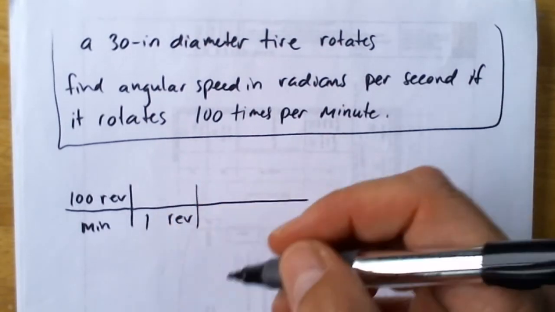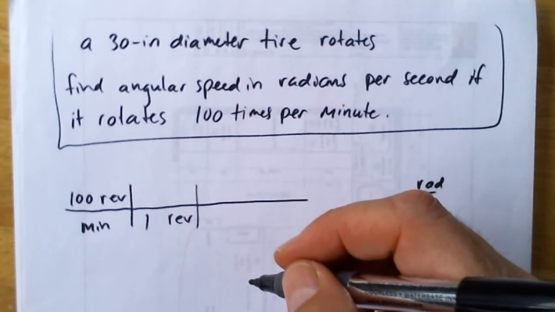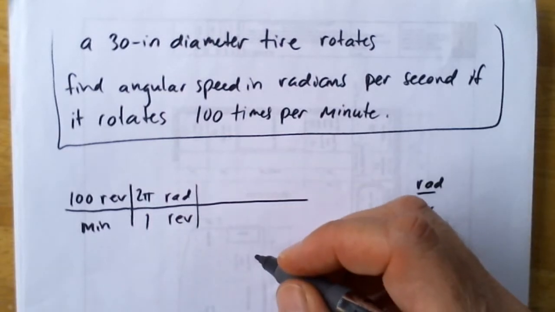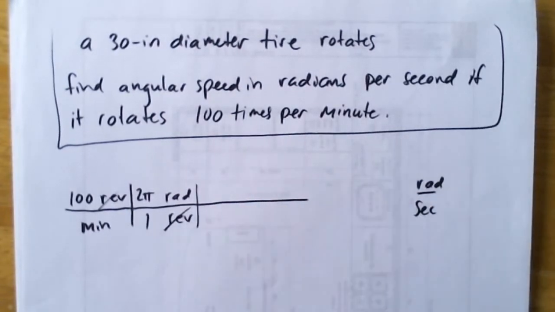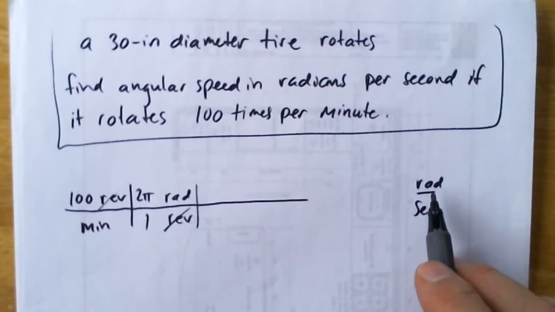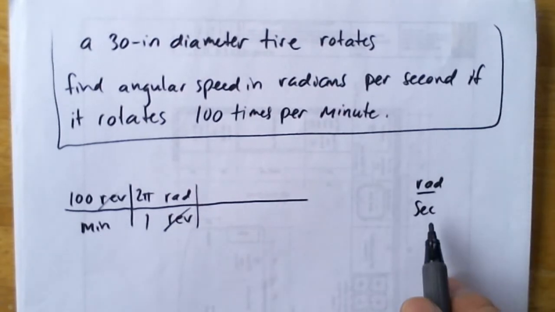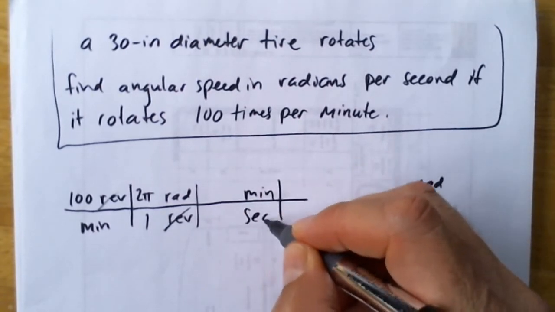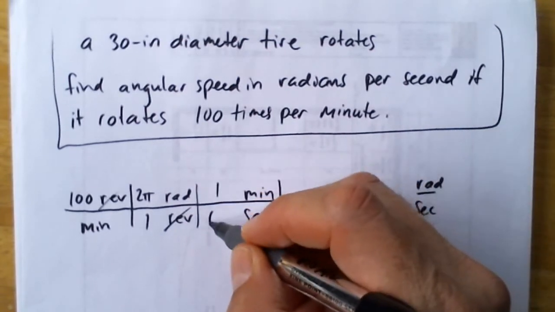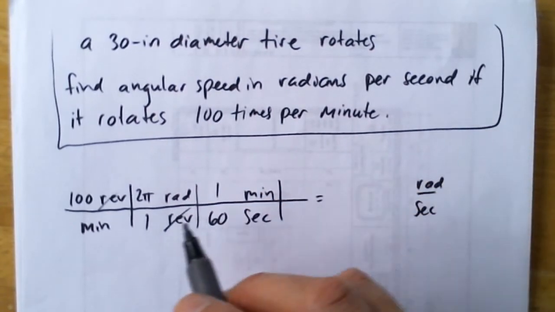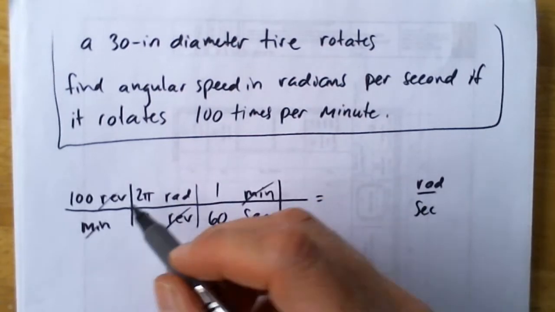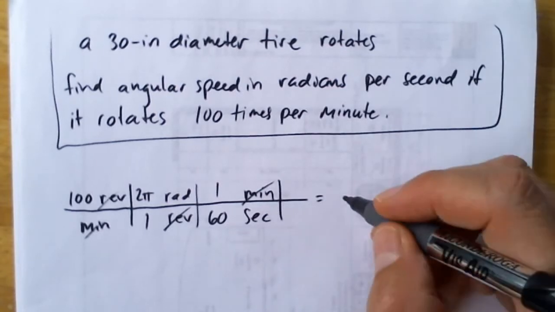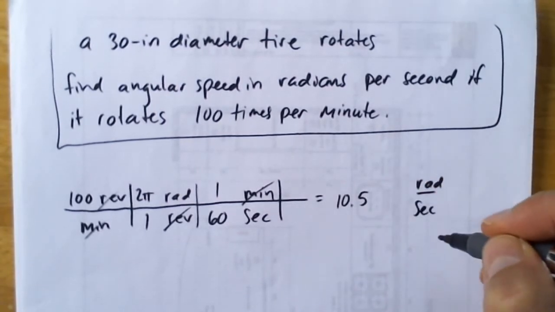One revolution, we just have to think of, if you go around once, do we know how many radians that is? And yes, it's 2 pi. So we have converted, we have reached the radians, and now we're going to go from minutes to seconds. We want to cancel minutes, and we're going to end with seconds. So 1 minute, 60 seconds. And now we just multiply the numbers on the top and divide by the numbers on the bottom, and we'll get 10.5 radians per second.